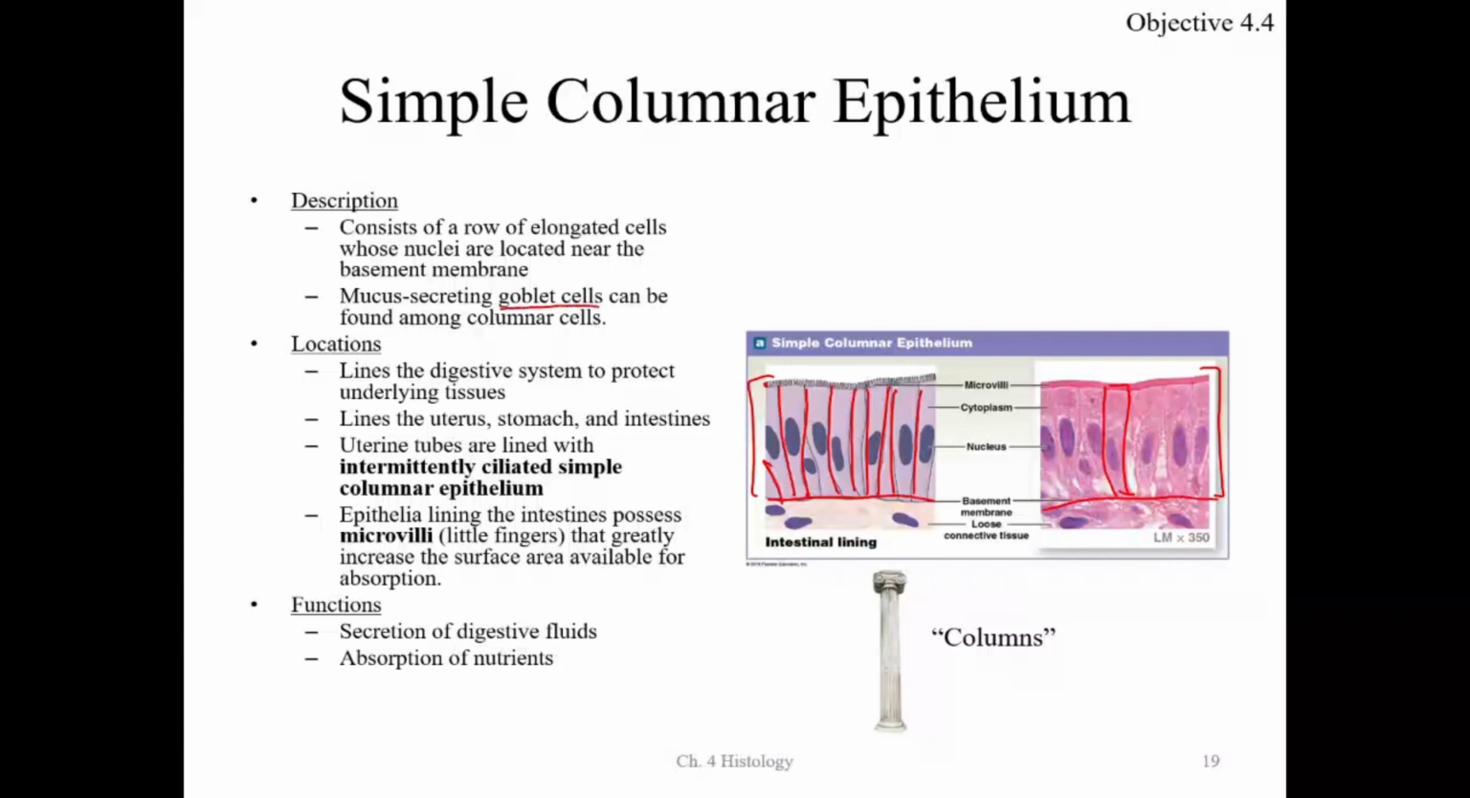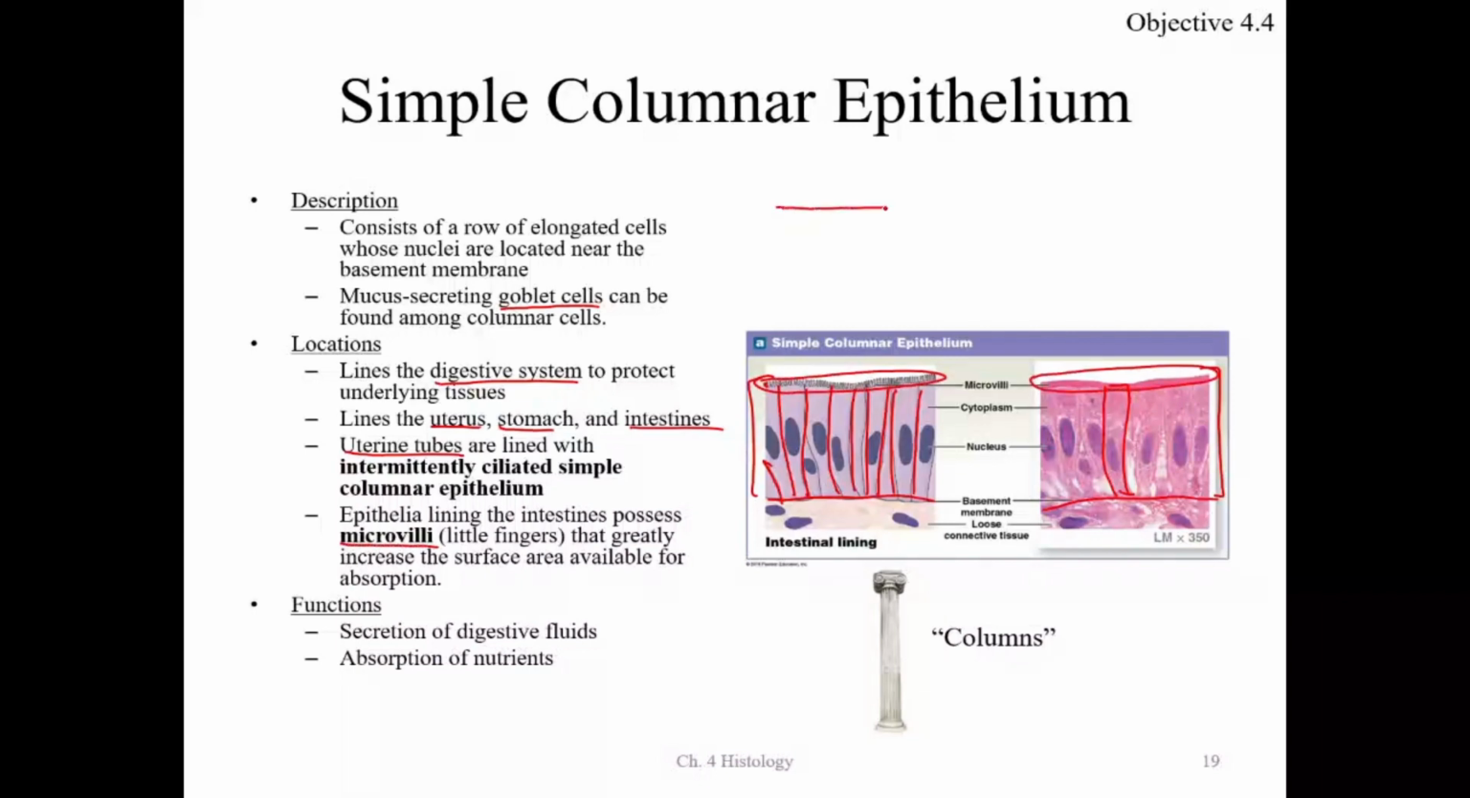Where you will find this tissue is lining your digestive system, your uterus, your stomach, and your intestines. In the uterine tubes, there's a very specialized type of this tissue called intermittently ciliated simple columnar epithelium. It is ciliated in an intermittent fashion. There oftentimes will be microvilli present, like right here. These are called microvilli.